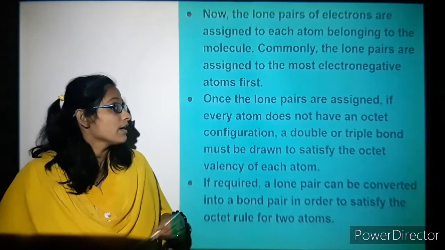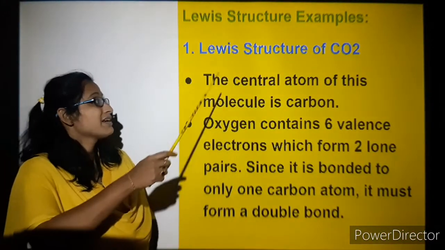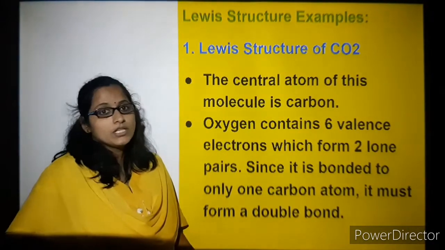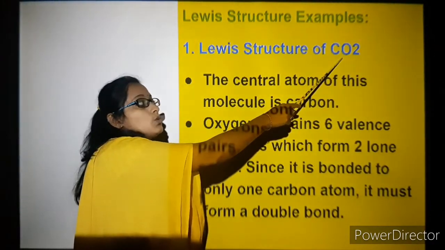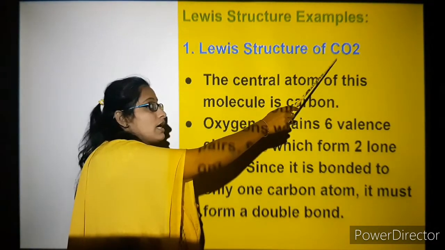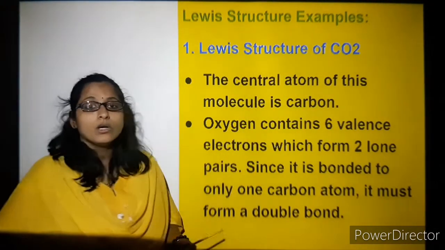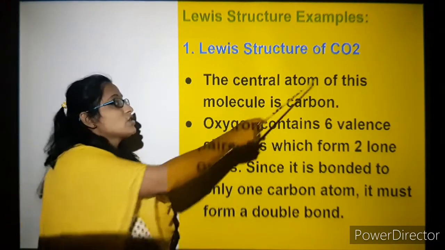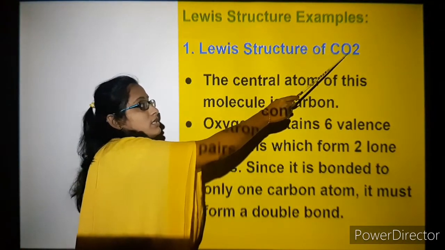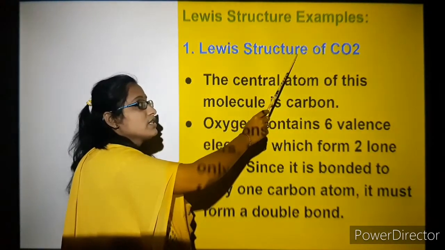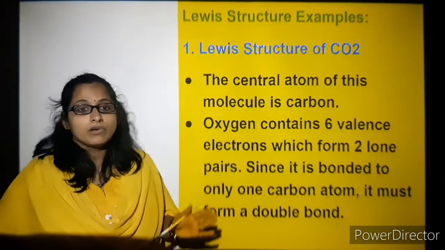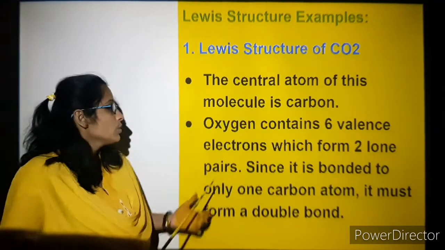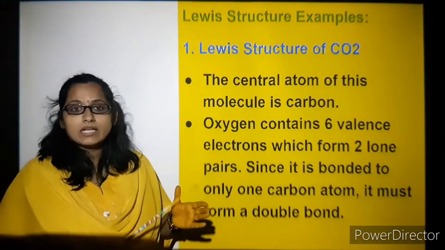Continuing with the slide. Let's see some examples now. Lewis structure with respect to carbon dioxide. Two atoms of oxygen and a single atom of carbon combined together will form a molecule of carbon dioxide. The central atom will be carbon. The two oxygen atoms can be placed on either side of the carbon. Carbon will have 4 bonding, as I had shown in the previous video.